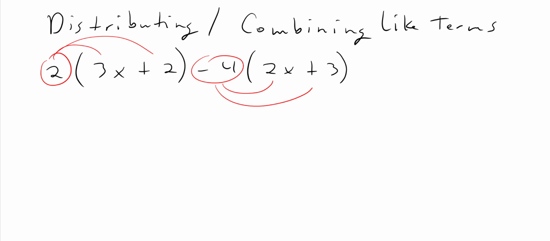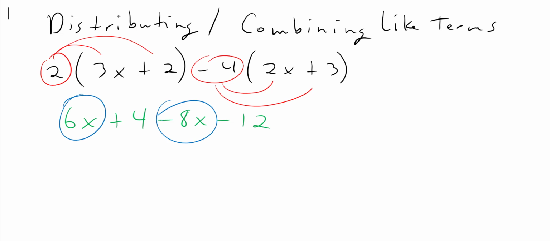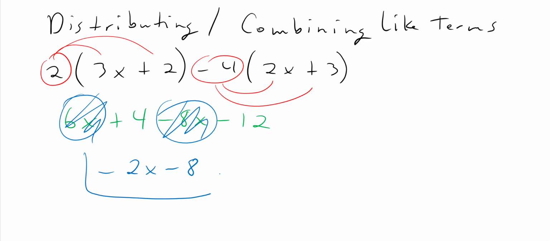So if I do that, I get 2 times 3x is 6x. 2 times 2 is 4, so 6x plus 4. And then I do the negative 4, so negative 4 times 2x is negative 8x, and negative 4 times 3 is negative 12. And there we go, those are our terms. All right, and then we combine terms together. So we got 6x minus 8x is negative 2x. That's good. And then 4 minus 12 is negative 8. And we're done with the problem.